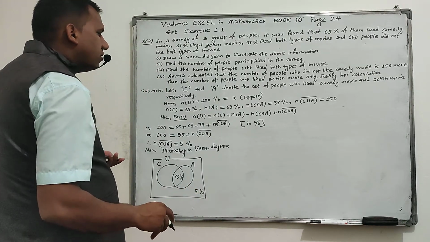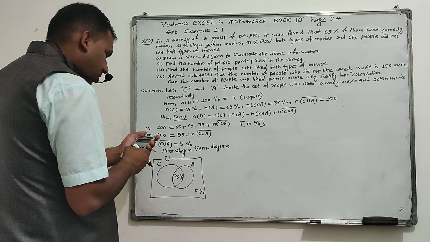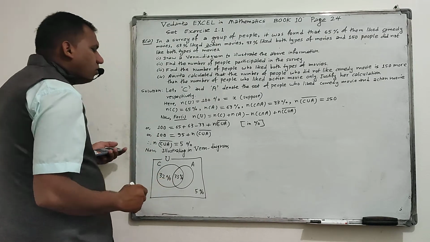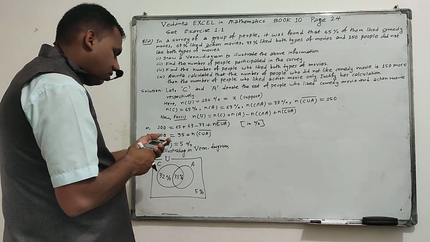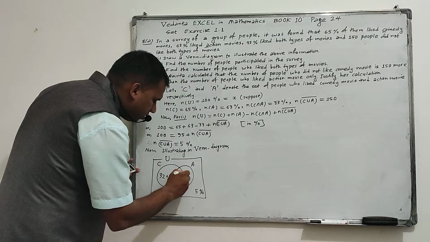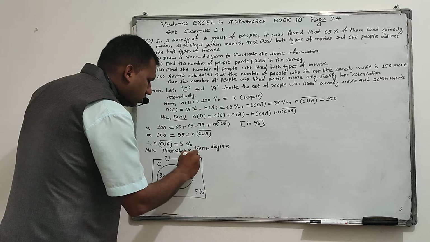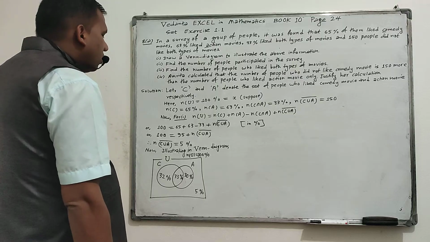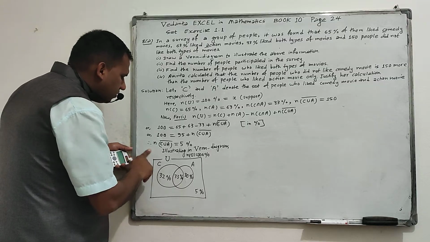Like comedy only, that is n(C), 65 minus 33, remaining 32. So here is 32%. Like action movie only, that is 63 minus 33, that is 30. So here is 30%. n(U) equal to 100%. This is the required Venn diagram.